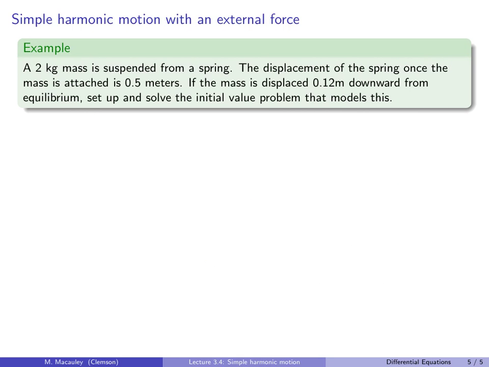So let's do an example of a simple harmonic motion ODE, a word problem, and we'll put together what we've learned earlier in this lecture and earlier in this chapter, both about solving and simplifying our solutions. So here we have a 2 kilogram mass suspended from a spring. The displacement of the spring once the mass is attached is 0.5 meters.